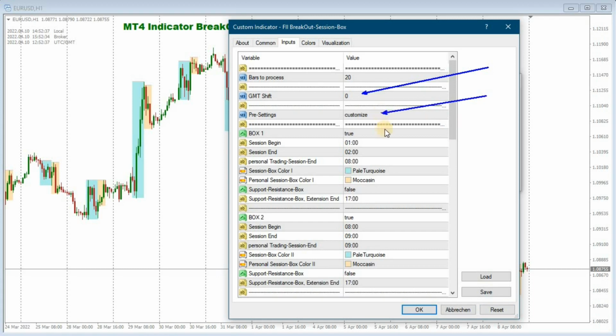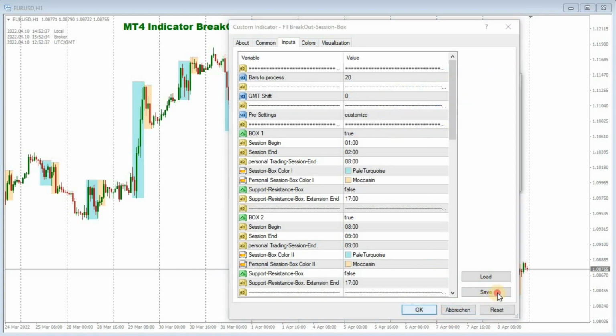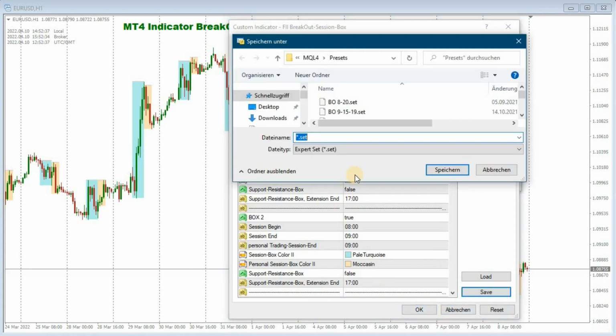If you want to create your own boxes, use Customize. Customize is also the default setting when you drag the indicator onto the chart. You could then adjust the existing profiles with the GMT shift. If you create your own settings under Customize, you can save them under Save and load them later under Load.